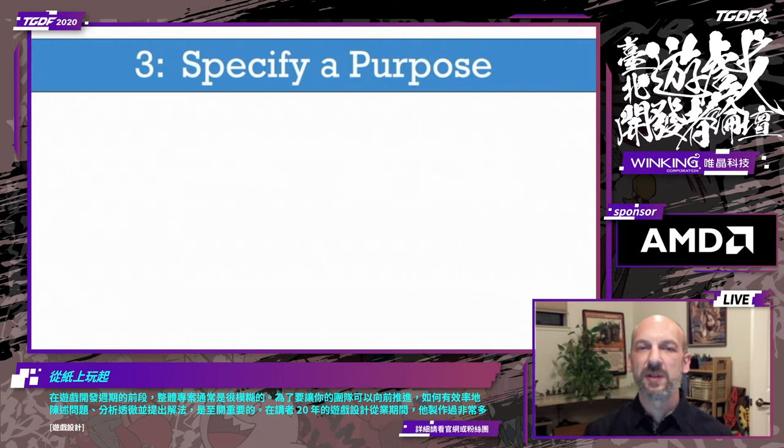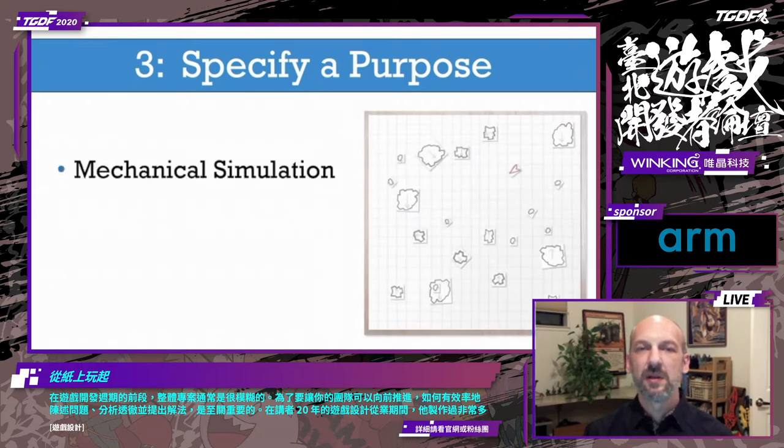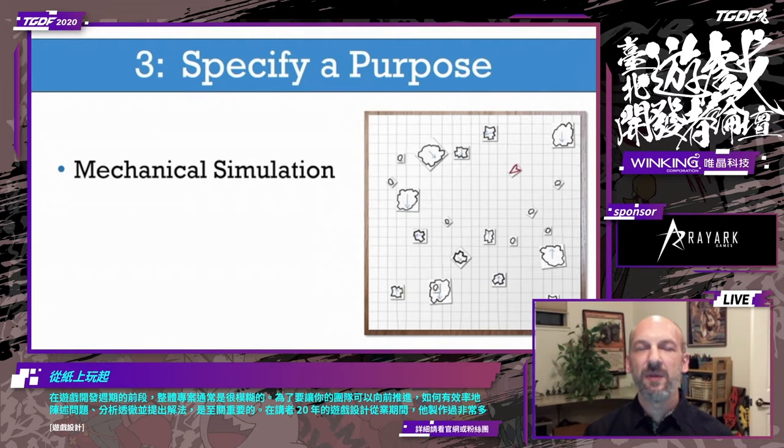The third major point to consider is the purpose of the prototype. What features or systems in the game need to be explored? The obvious one, but the one you need to be very careful about, is to prototype a mechanical simulation. This means you're trying to represent how events will unfold as if they were on the screen, in a way that is similar to how your player will experience the game.